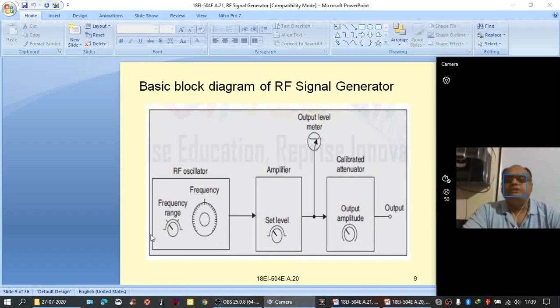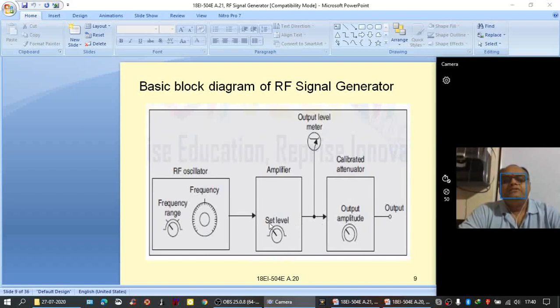Basically it consists of 4 parts. One is the radio frequency oscillator, which provides a stable radio frequency signal which is adjustable continuously as well as in steps. And the amplitude of that signal is set to the initial levels of the calibrated scale values by adjusting this amplifier. Output of this amplifier is given as input to the calibrated scale or calibrated attenuator.